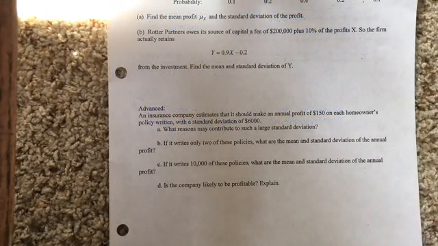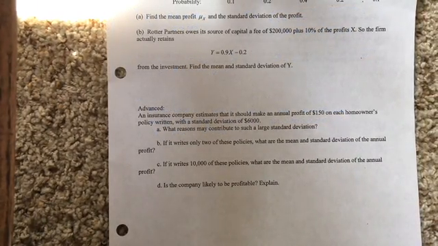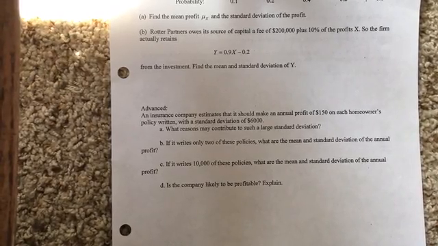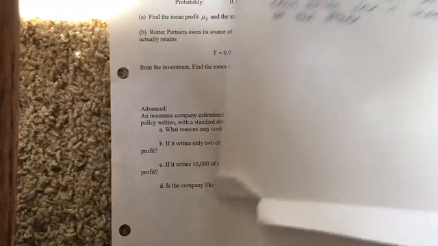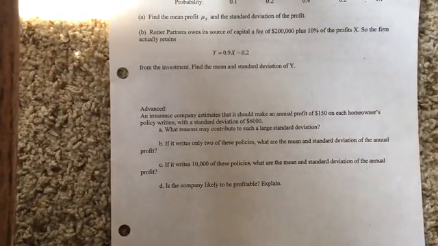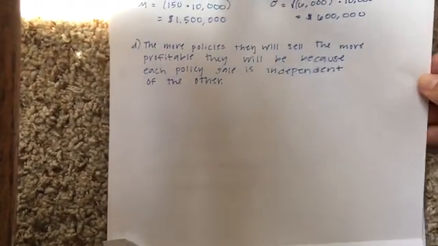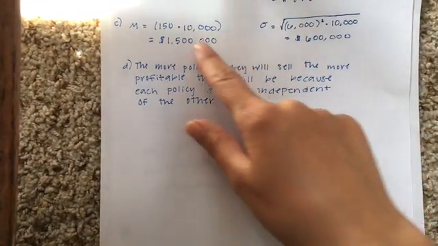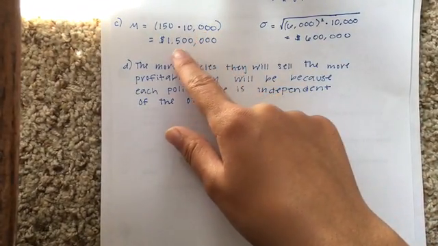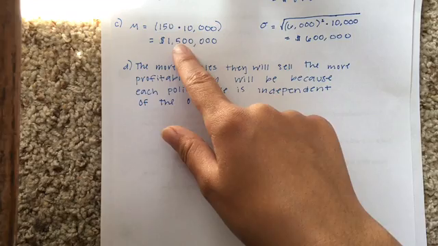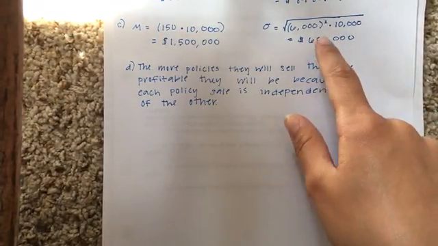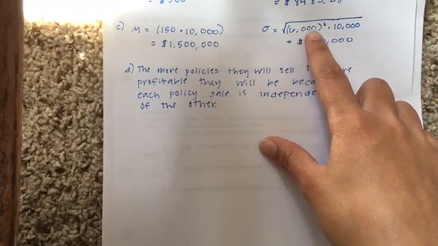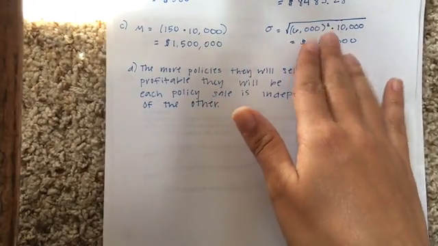$8,485.28. Part C says if it writes 1,000 of these policies, what is the mean and standard deviation of annual profit? So just like we did before, it's the same thing except it's selling 1,000 policies instead of 2. So you would do 150 times 1,000 and you get $150,000.